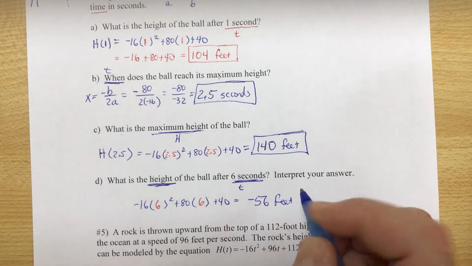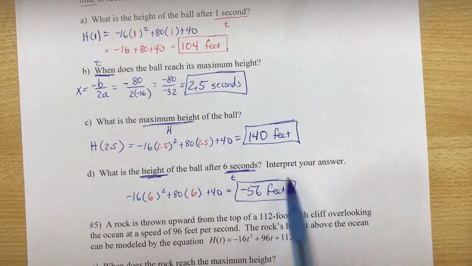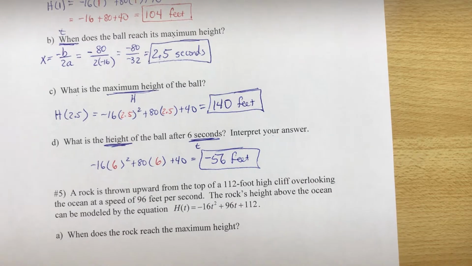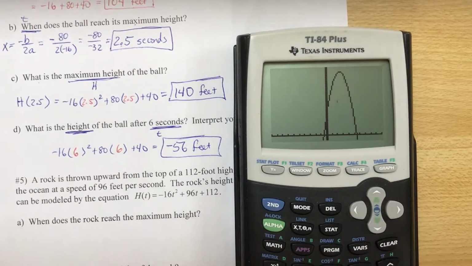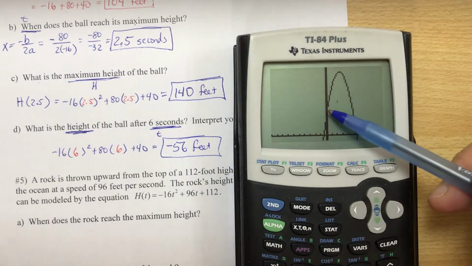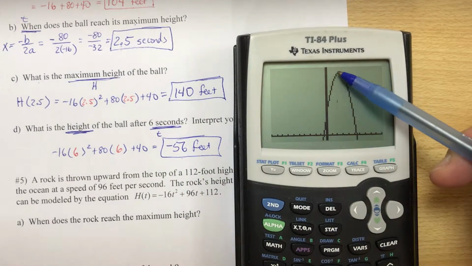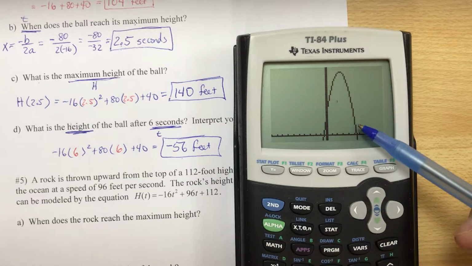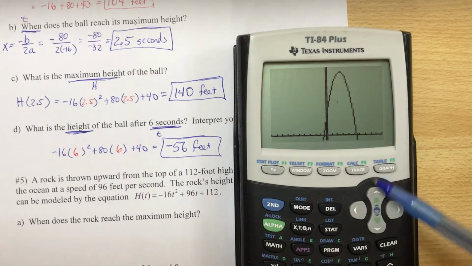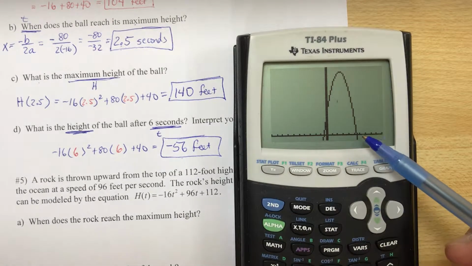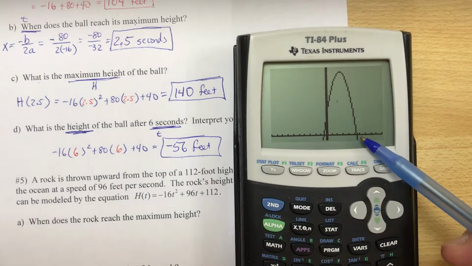Now this is a height we're finding. Interpret your answer. Well, let's think about this here. How can you have a height of negative 56 feet? The ball goes up, hits the maximum at 140 feet, turns and comes back down. But unless we're going down into a valley or something, when you get to the height of 0, that's the ground, right? So the ball should stop there.